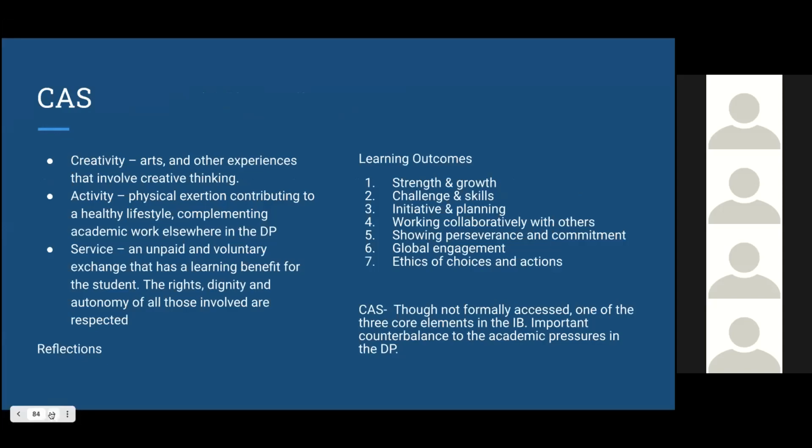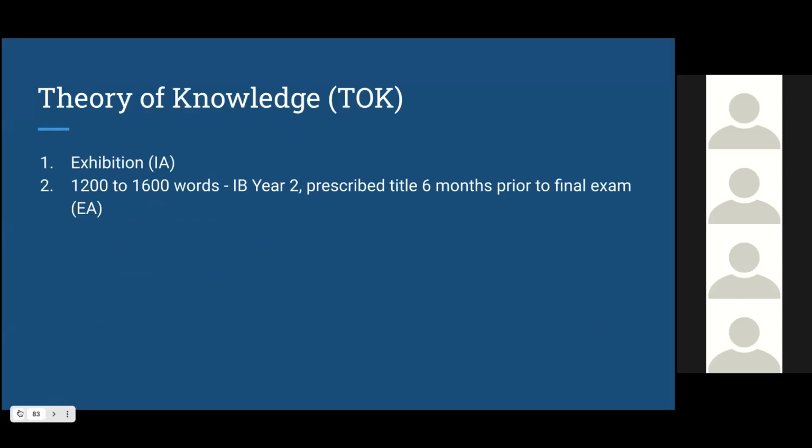Next. Okay, the next one is theory of knowledge, TOK. For the new syllabus, you have to do 2 things. The first one is your exhibition, and also an essay of 1,000 to 1,600 words. Usually this will be done in your IB year 2, with a prescribed title, about 6 months. The essay will usually be externally assessed, while your exhibition will be internally assessed by your teacher.